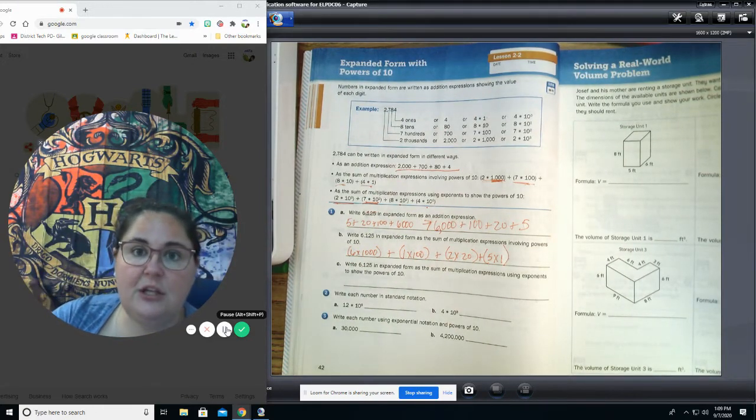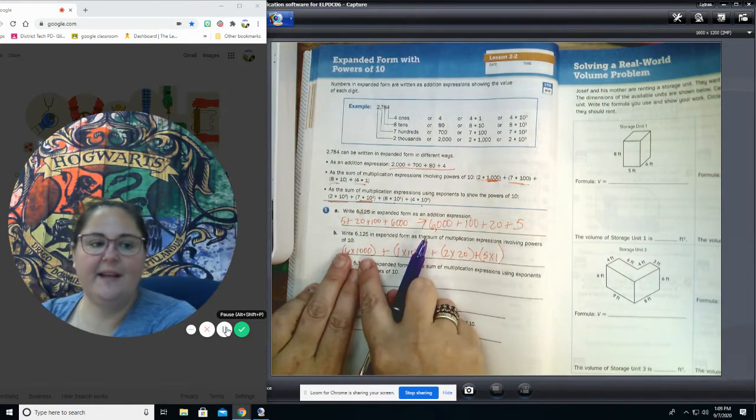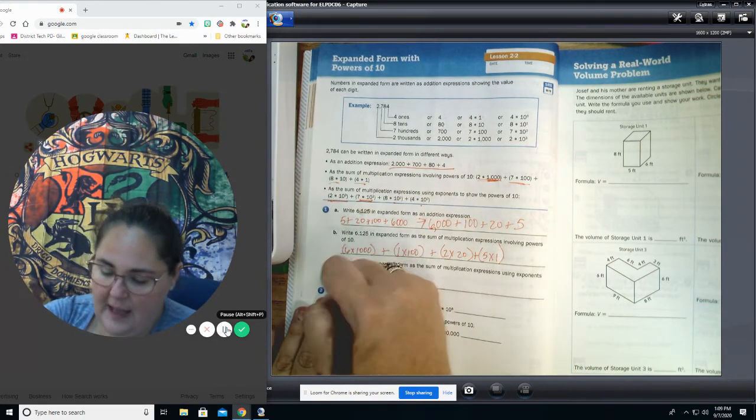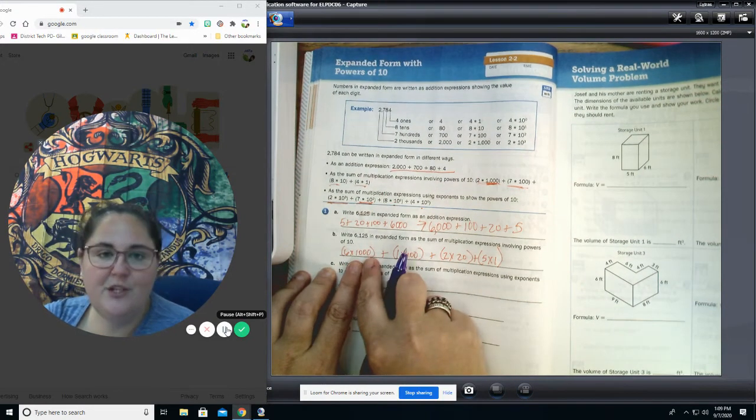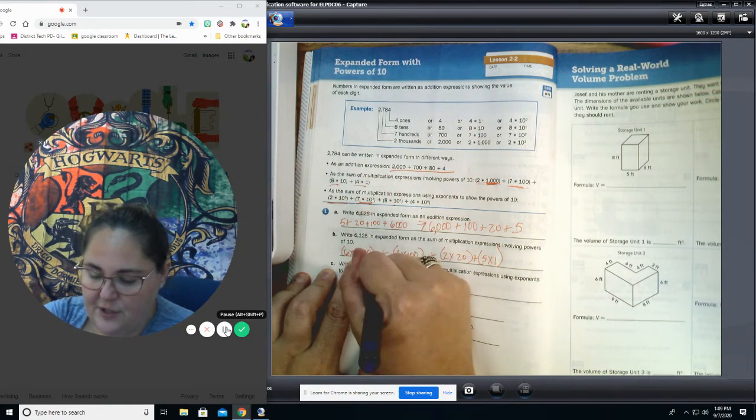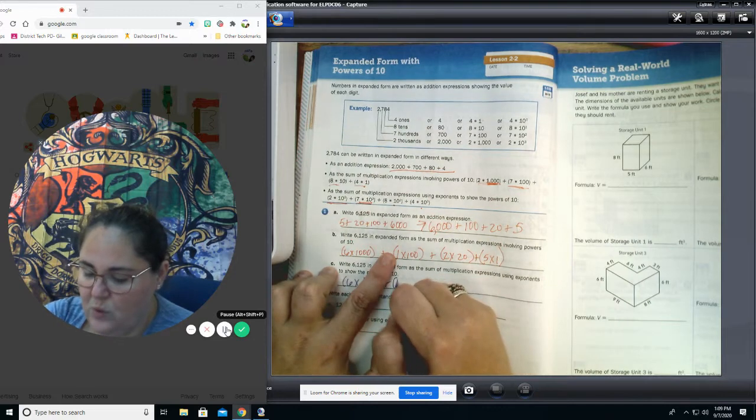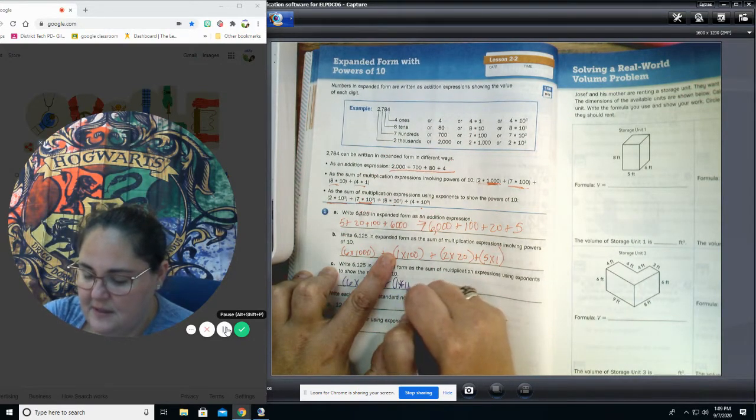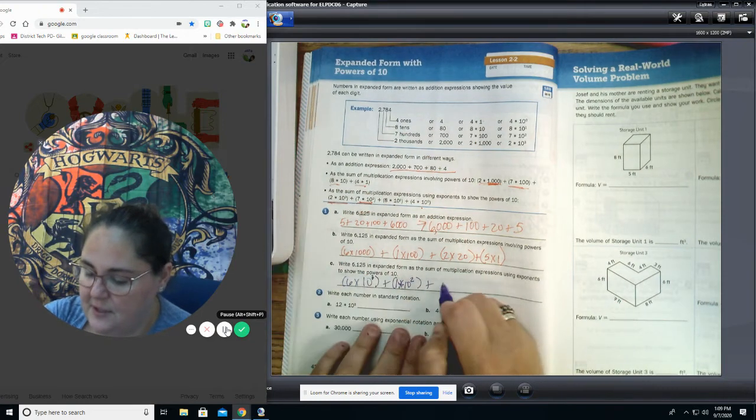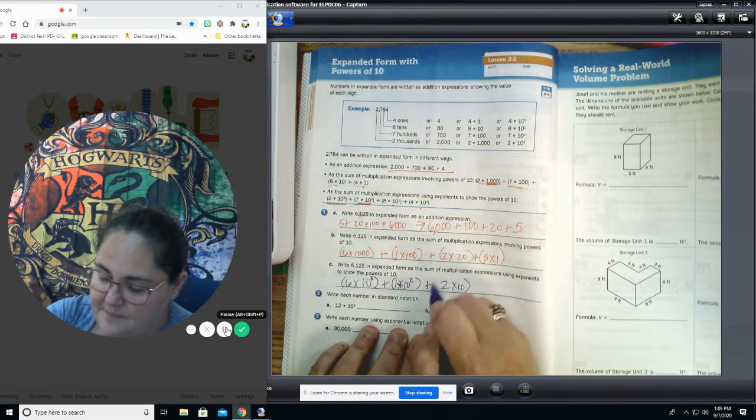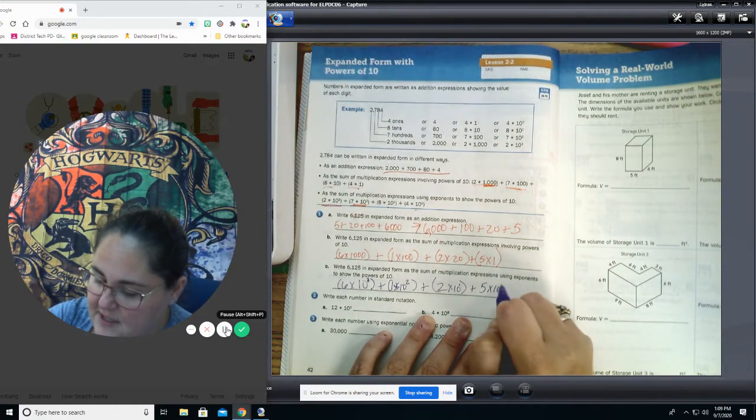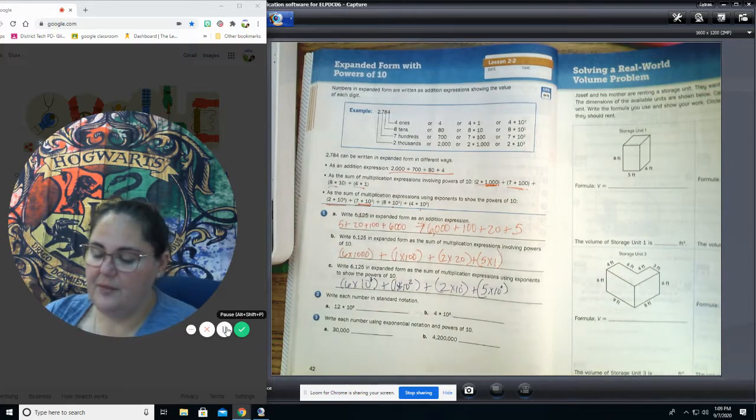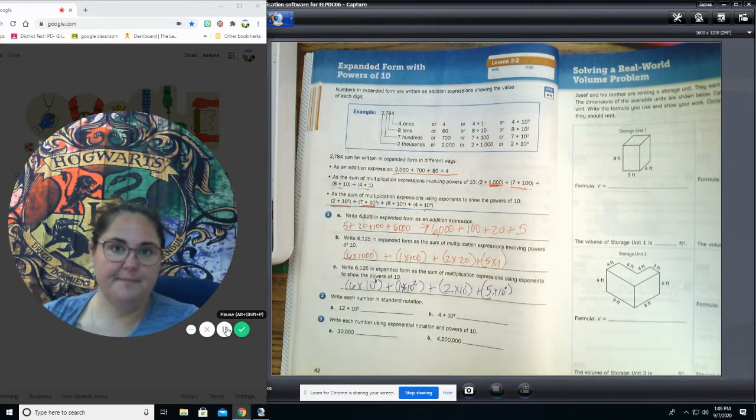So now we're going to write it the new way. I'm going to use this way to help me. I know it's going to be 6 times 10 to which power? If you're saying 10 to the third, you are correct. Plus 1 times 10 to the second plus 2 times 10 to the first plus 5 times 10 to the 0. Those are the ways that you do expanded form.